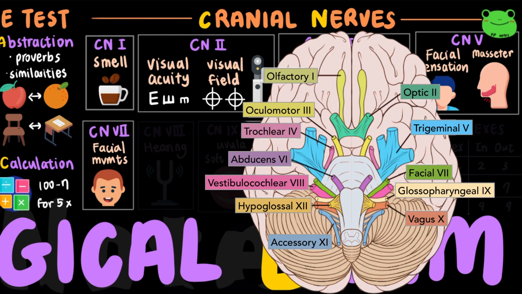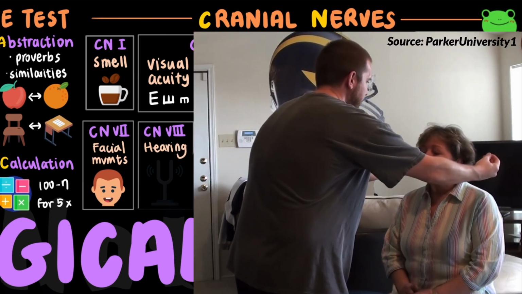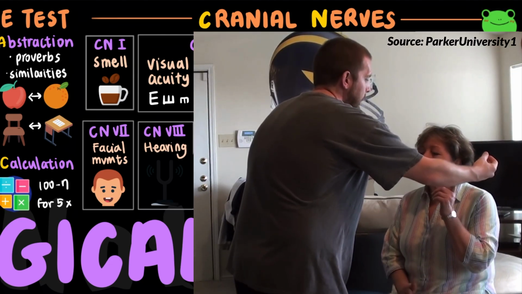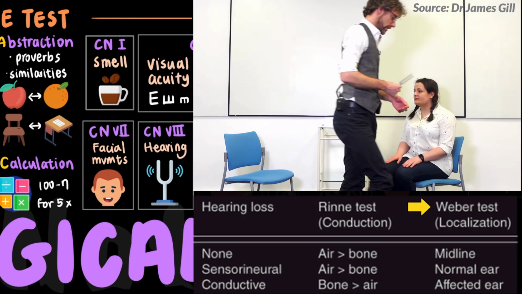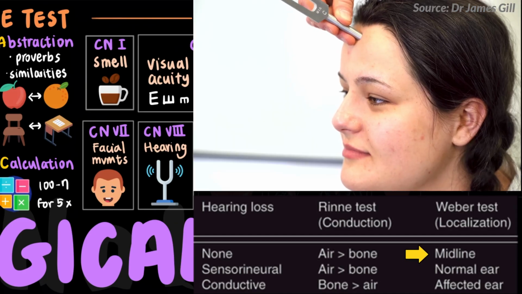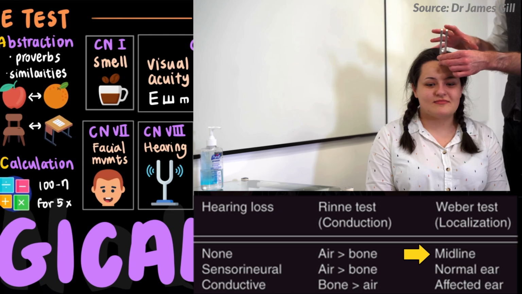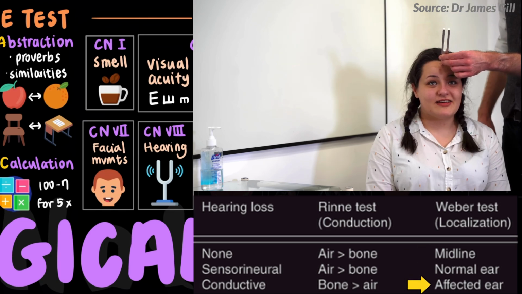The 8th cranial nerve or the vestibulocochlear nerve controls our hearing. You can do a finger rub test near each ear and ask the patient to identify it. If hearing loss is suspected, you can go one step further to perform the Weber and Rinne test using a tuning fork. In the Weber test, place a vibrating tuning fork on the center of the forehead. The sound should be heard equally on both sides. The sound is heard louder in the affected ear if it's a conductive hearing loss.